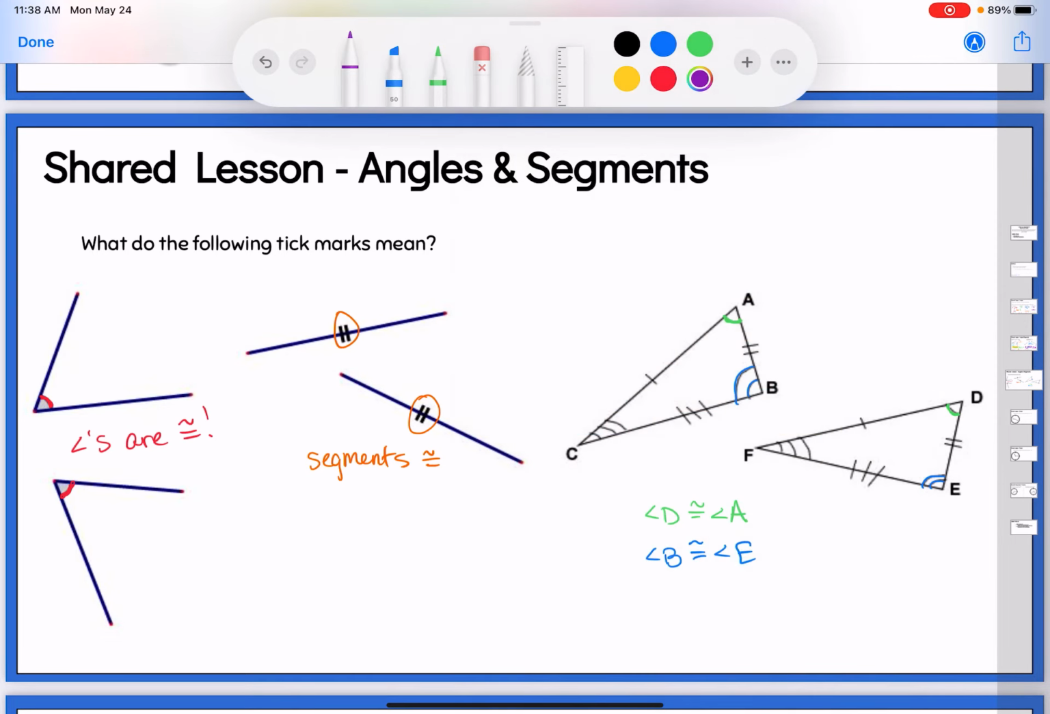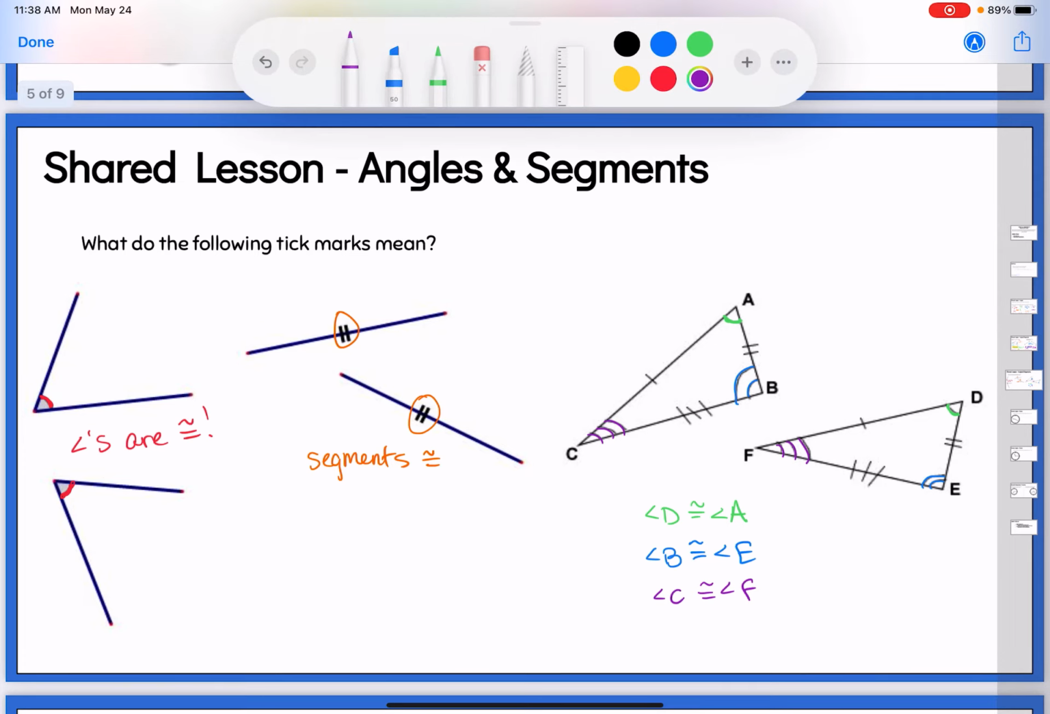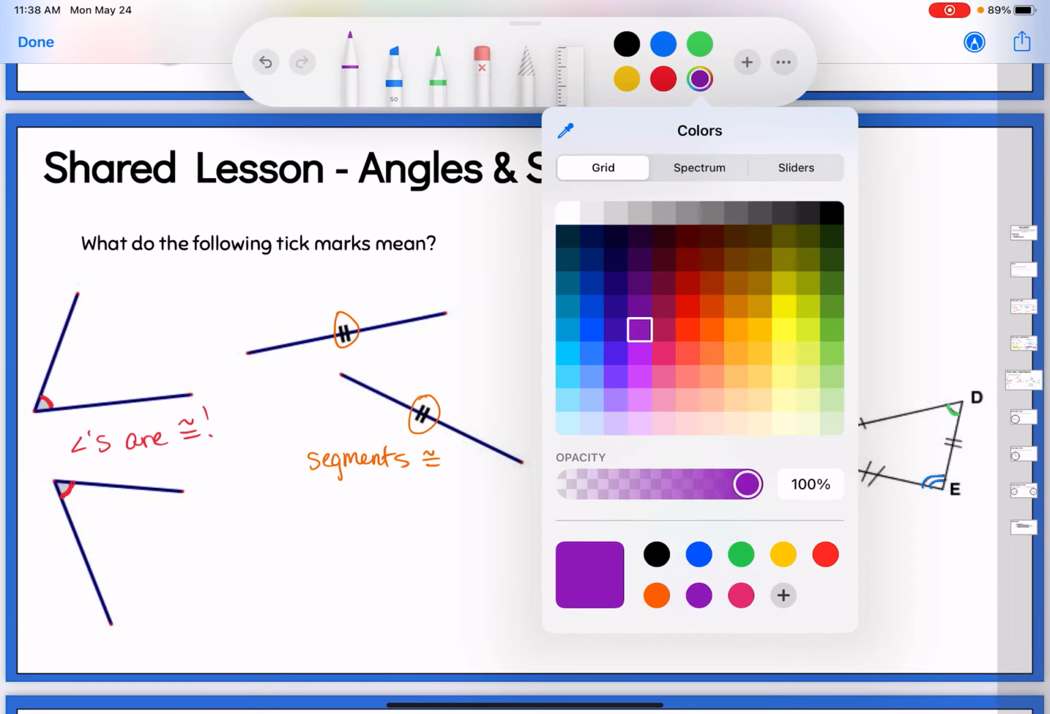I see that C has three marks and F has three marks, so that means angle C is congruent to angle F. So I have all these different pairs of angles, but it's also showing us something about the segments. But I love this picture because it shows you the difference between marking angles congruent and marking segments congruent.